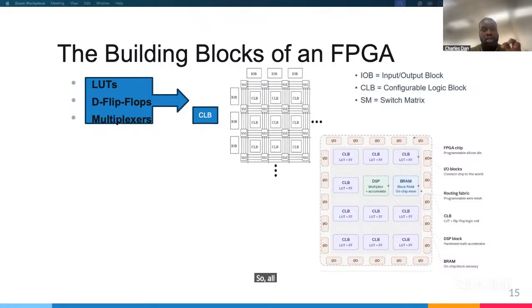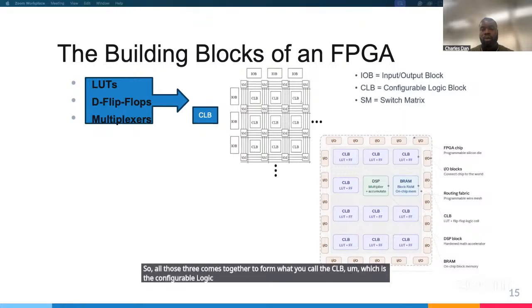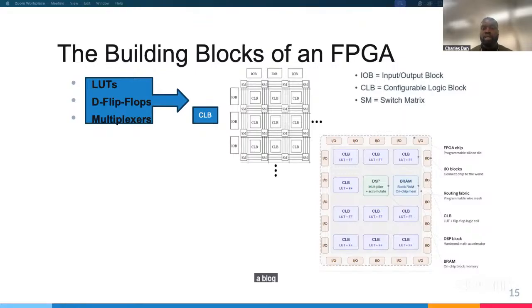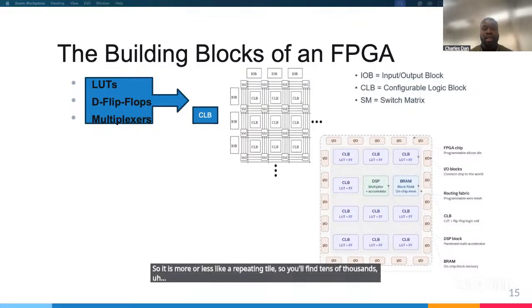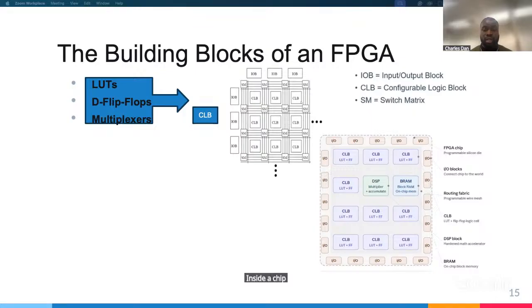All those three come together to form what we call the CLB, which is the configurable logic block. It is more or less a repeating tile. You'll find tens of thousands inside a chip, and I will show you that in our next slide of the presentation.